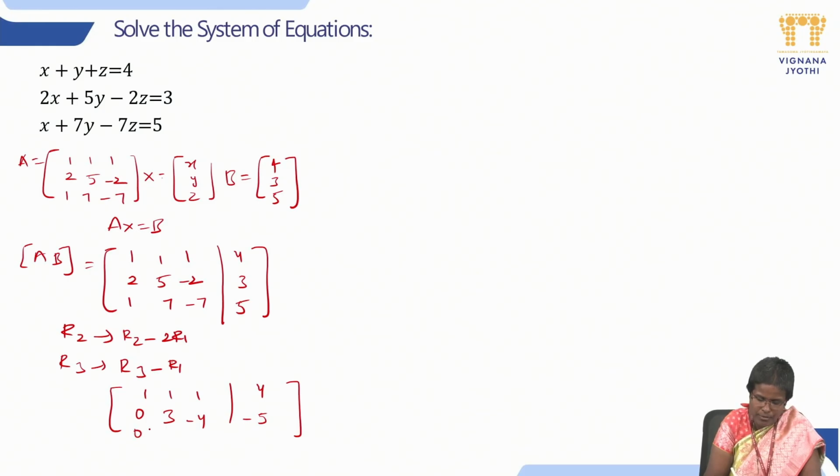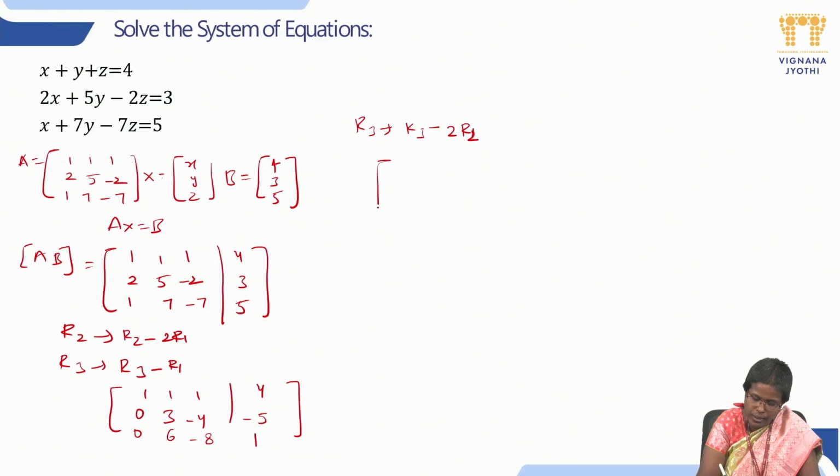Similarly, 0, 1 minus 1 is 0, 7 minus 1 is 6, and minus 7 minus 1 is minus 8, and 5 minus 4 is nothing but 1. Okay. What is the condition? That the number of zeros must be in increasing order. Again, R3 implies R3 minus 2R2. Right? What we are going to get?